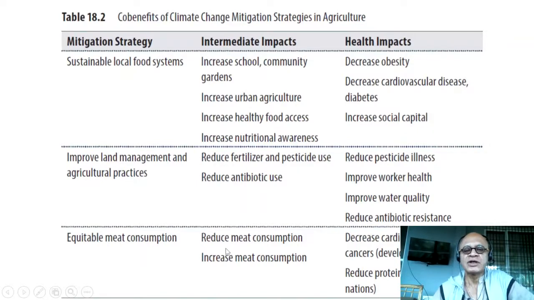Equitable meat consumption would lead to reducing meat consumption and increasing meat consumption. So it depends on who will reduce and who will increase, right? If you make it equitable, the top 10% who contribute almost 90 or at least 70% of the emissions would reduce meat consumption, but the bottom 90% would increase meat consumption. Health-wise, decreased cardiovascular disease, cancers in developed nations, chronic diseases, reduced protein deficiency in poor nations.